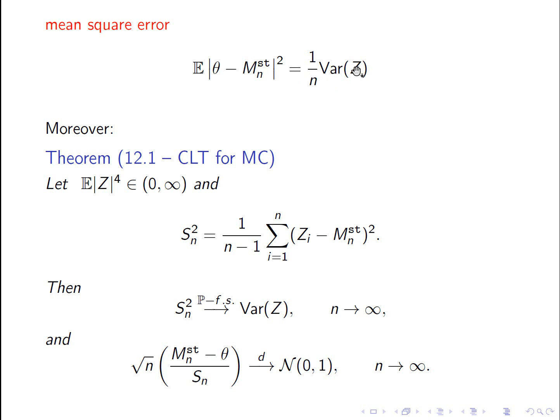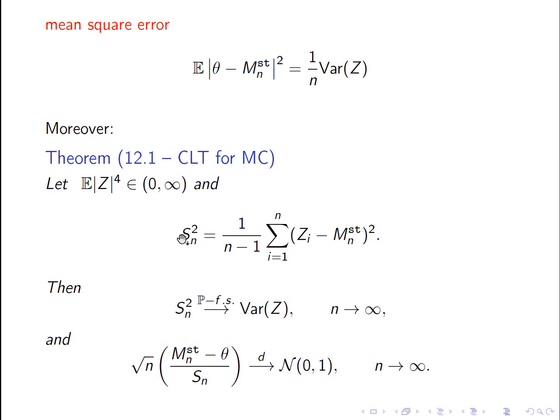Okay. But we have more, so we can write down a central limit theorem for our Monte Carlo estimator. So here we now assume that the fourth moment of our Z is finite, so it's less than infinity, and is also greater than 0. Otherwise, we would have a constant variable, and for constant variables the estimator is always good, and for this problem we couldn't write down a central limit theorem.